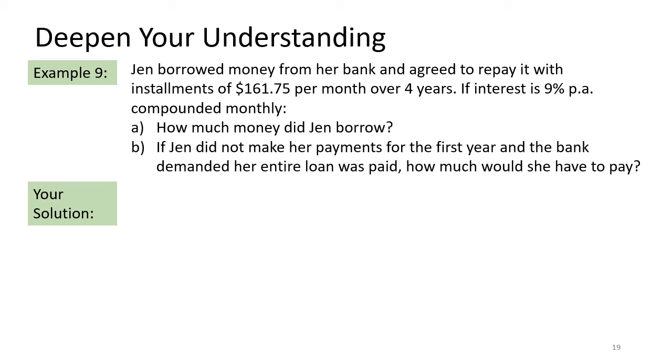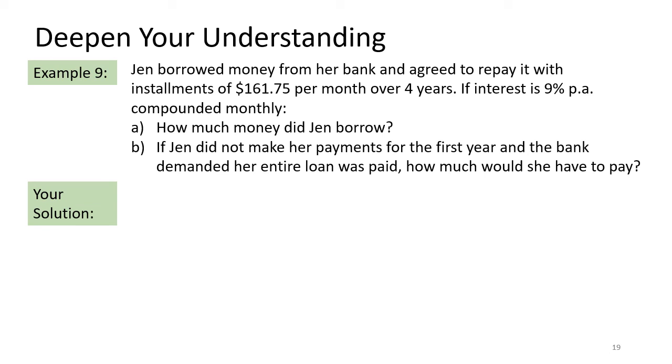So this one's going to make you stop and think a little bit, especially when we get to part B. Jen borrowed money from her bank and agreed to repay it with installments of $161.75 per month over 4 years. The interest is 9% per annum compounded monthly. Part A, how much did Jen borrow?